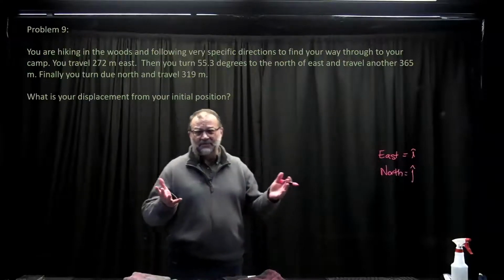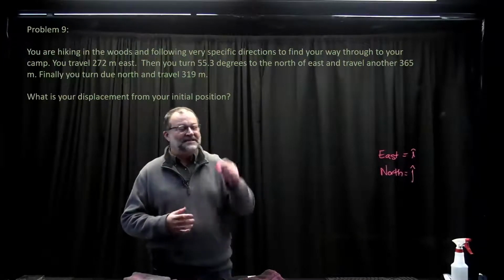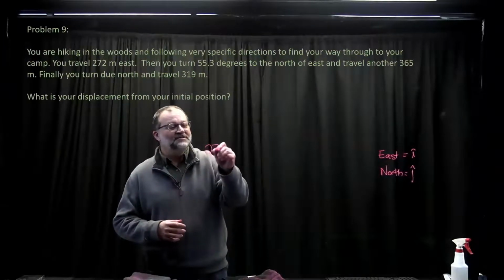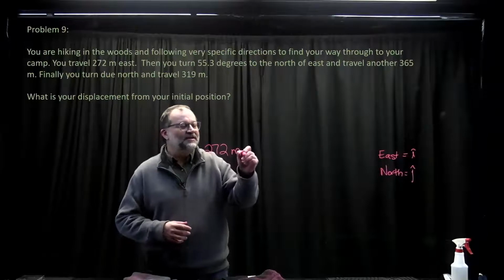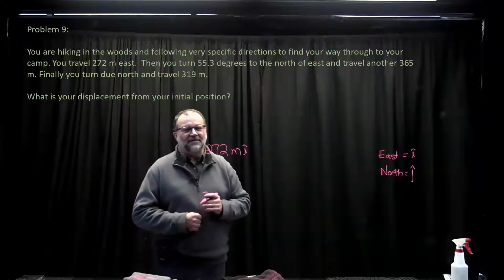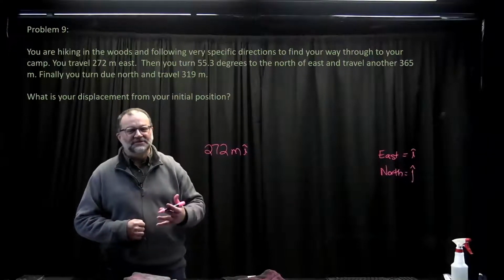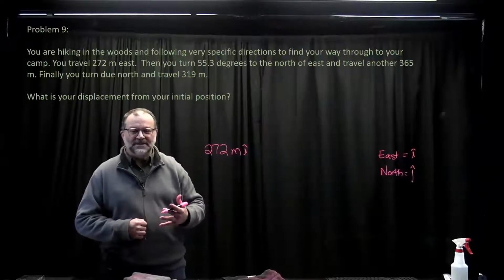All right, so here we have this problem. First, we're going to go 272 meters east. 272 meters I hat. And then we're going to turn 55.3 degrees to the north of east to travel another 365 meters. Well, what does that mean?